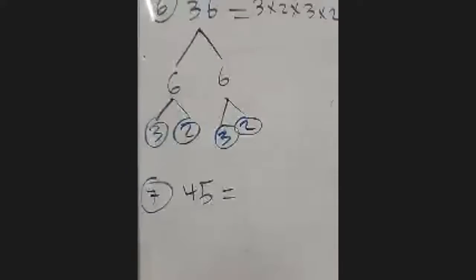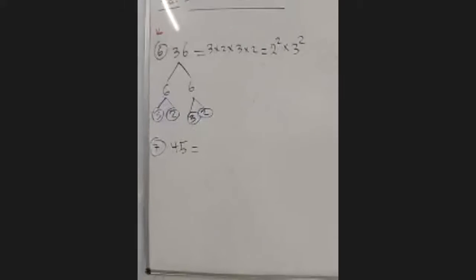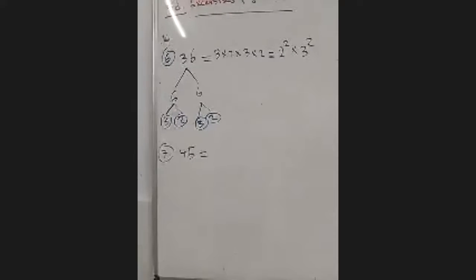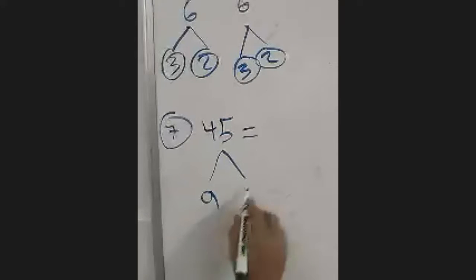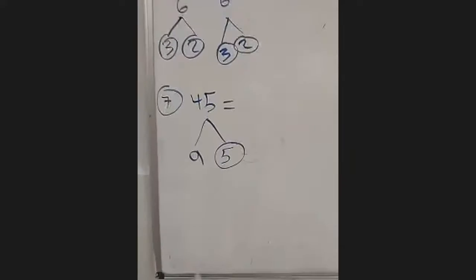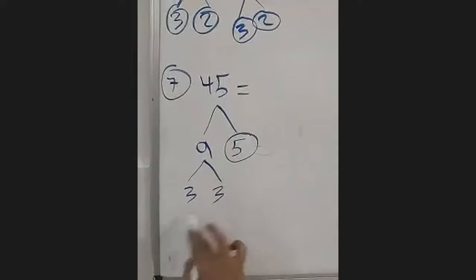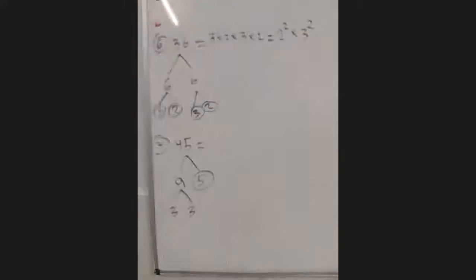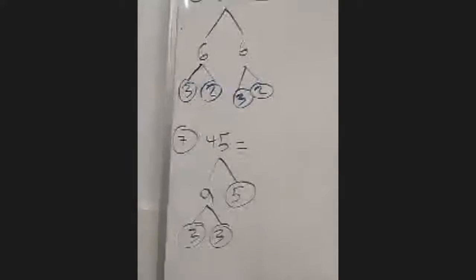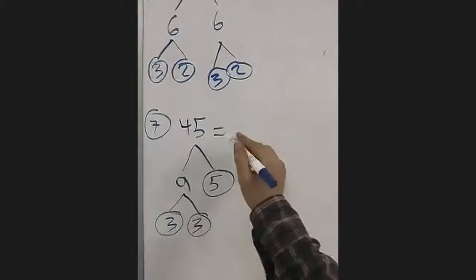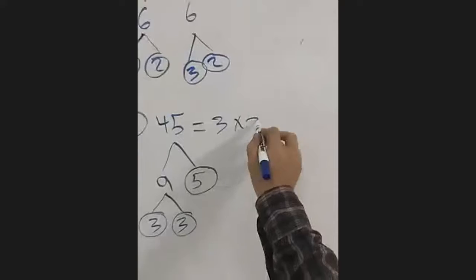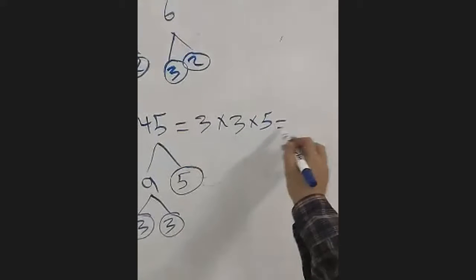Question 8, number 45. What will we do to make prime factorization using exponents? 45 equals 9 times 5. Then 5 is a prime number, circle it. And 9 equals 3 times 3. So 3 is a prime number. So what's the prime factorization here? What do we write? 3 times 3 times 5. So 3 multiply 3 multiply 5.